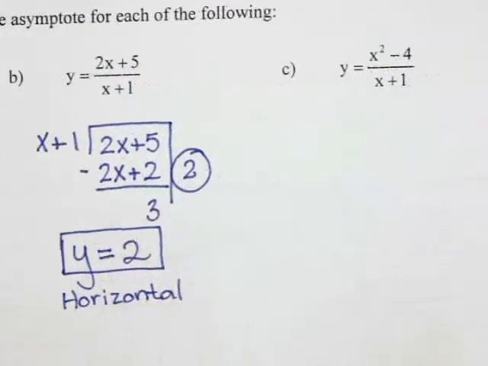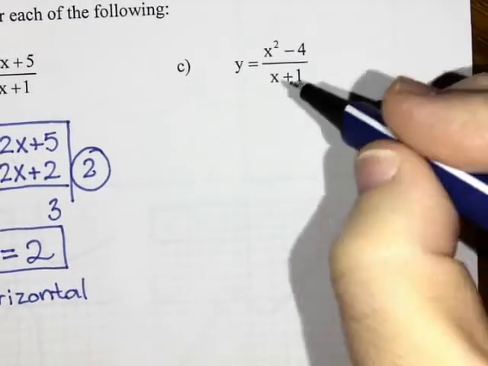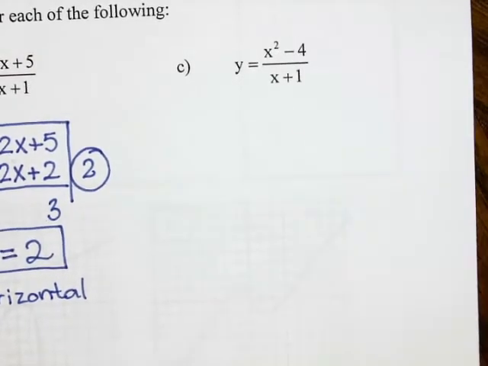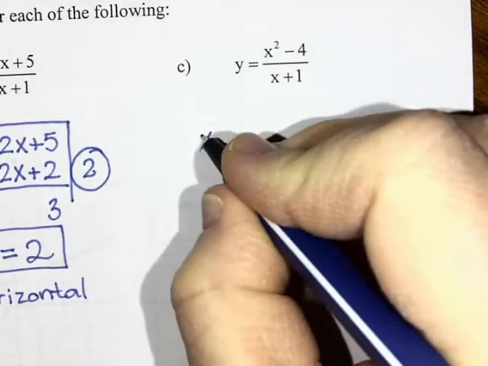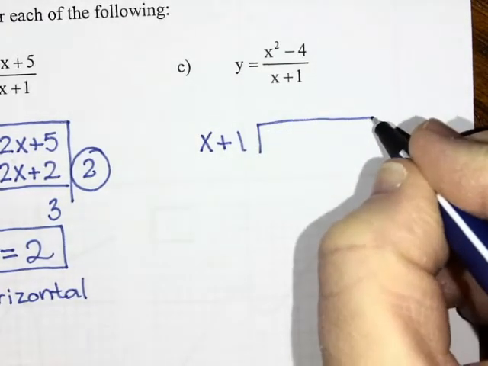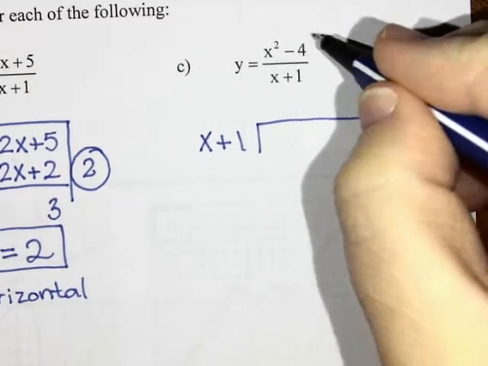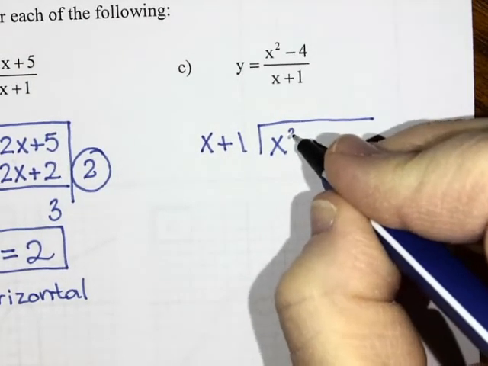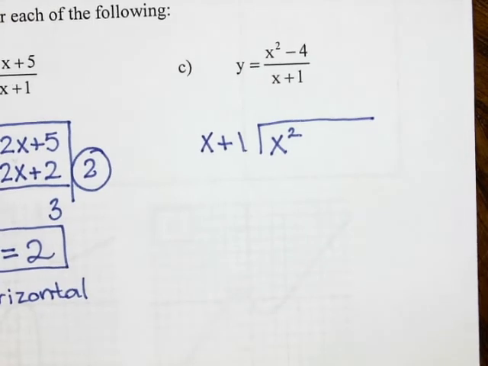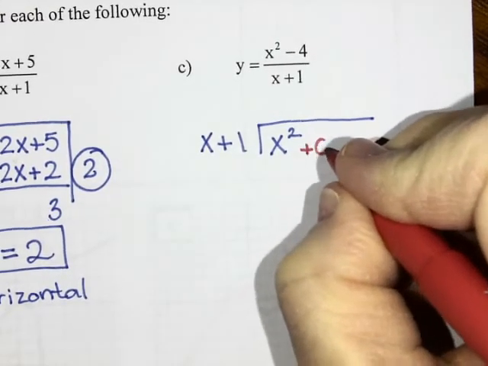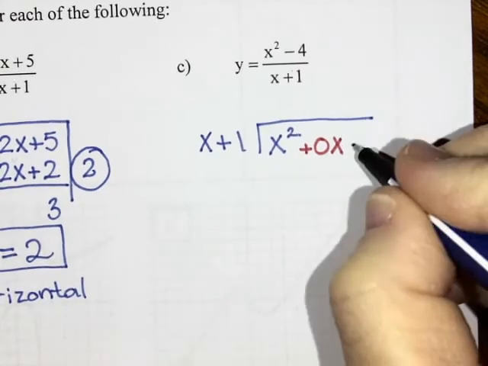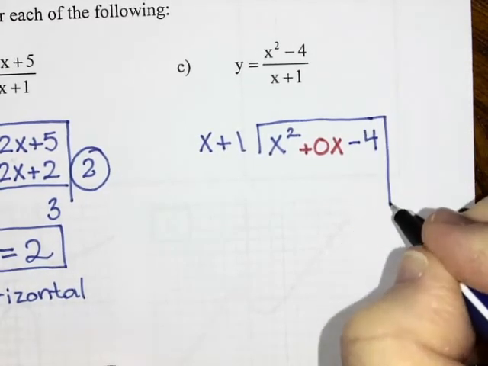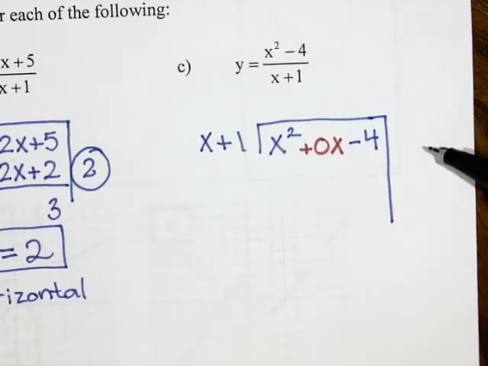Now, the third one is a different story. We have y equals x squared minus 4 divided by x plus 1. So I want to know how many times does x plus 1 go into x squared minus 4. Now the problem with x squared minus 4 is that it's missing the middle term. So you don't have to write the missing term in, but I am going to put a 0x in for the middle just to make the division a little easier. You can still do the division with just x squared minus 4. Just means things don't line up very nicely.